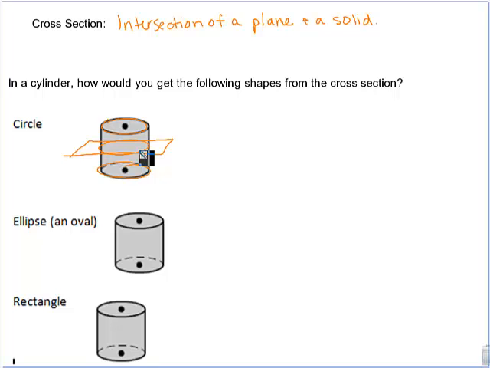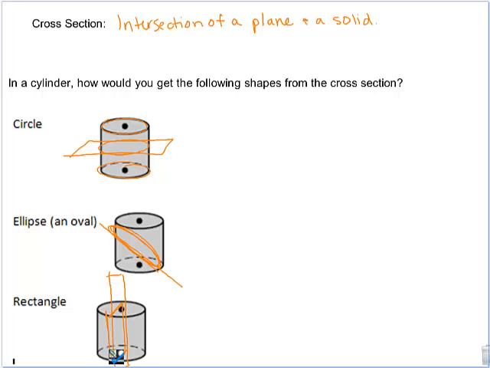An ellipse, which is an oval type shape. So we want a circle that's elongated. To get that, we would have to cut diagonally through, because then we would have an ellipse that would be elongated. A rectangle: well, for a rectangle, we could cut straight vertically with our plane. If we were to do that, we would have a rectangular shape being cut out of there.